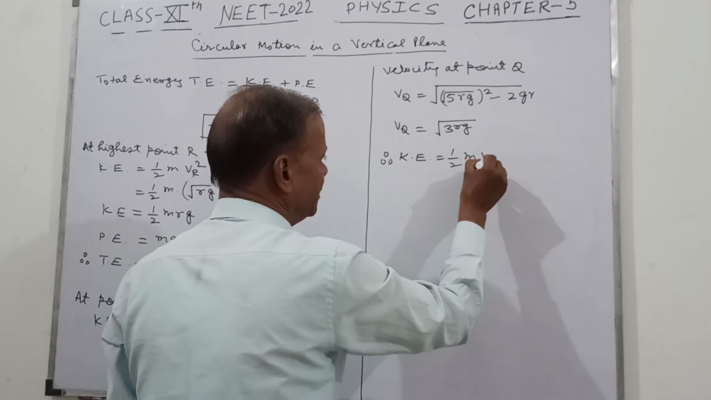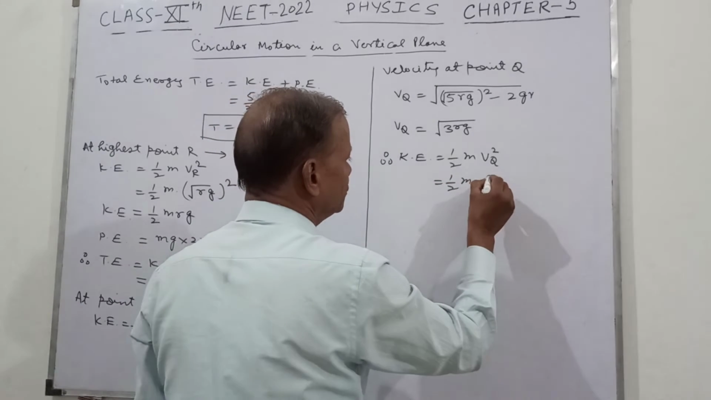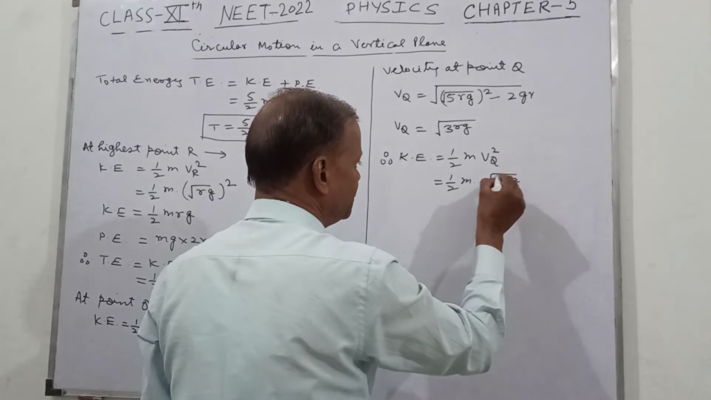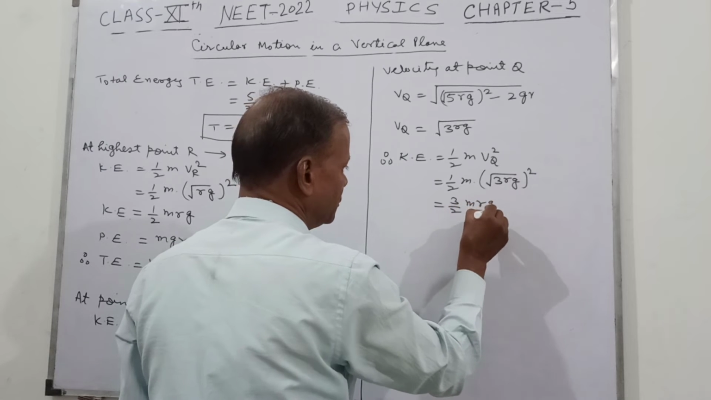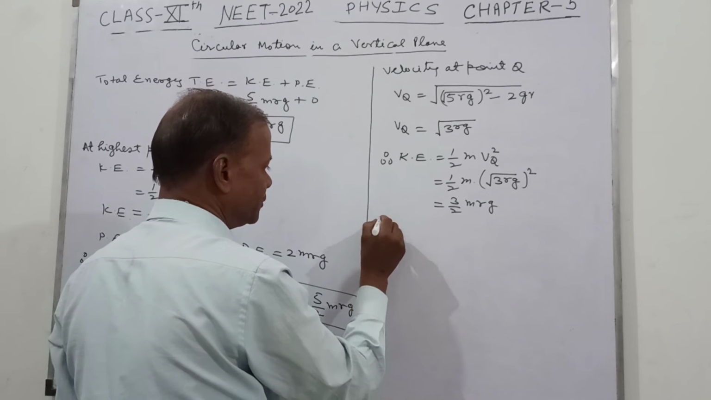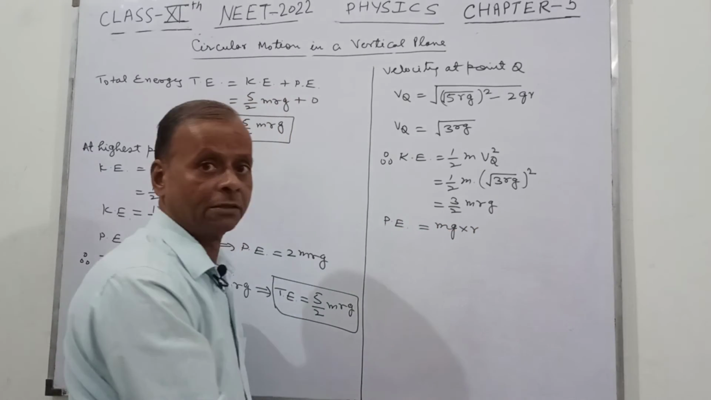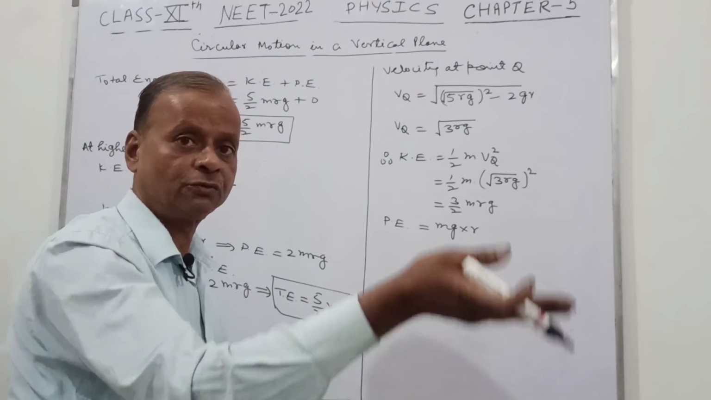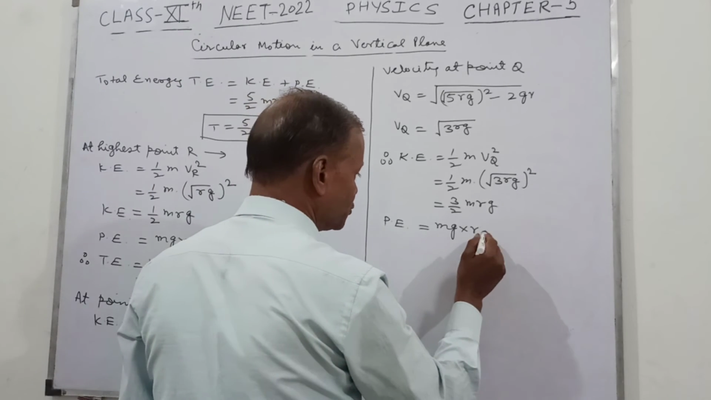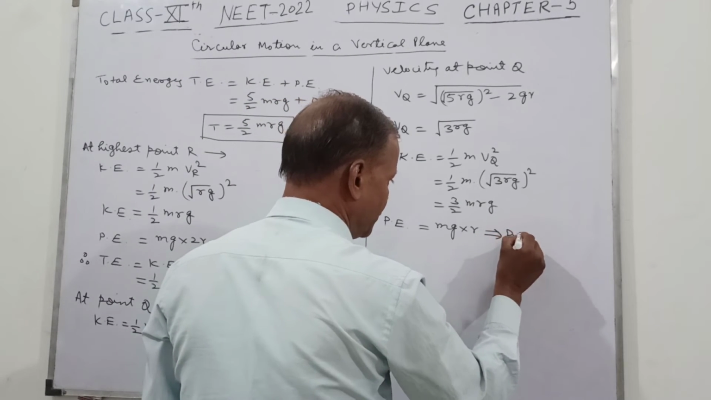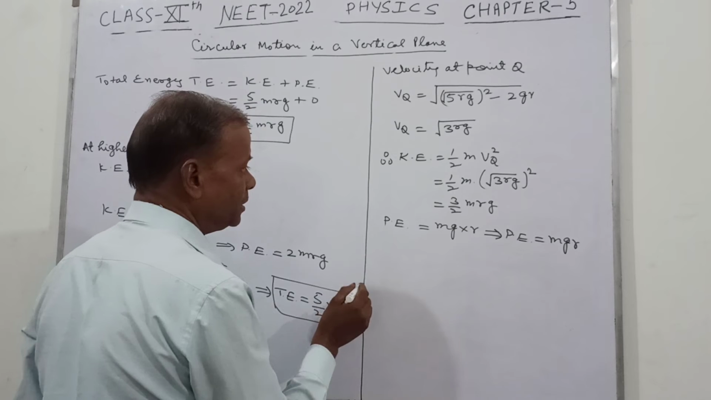Therefore, the kinetic energy is equal to half m v_Q squared. So this is half m times square root of 3Rg whole square. So this is now 3 by 2 mRg. Now what about the potential energy? Potential energy is equal to mg and r, the vertical height from the lowest point to the center, that is parallel to this point Q. So the potential energy is mgR.